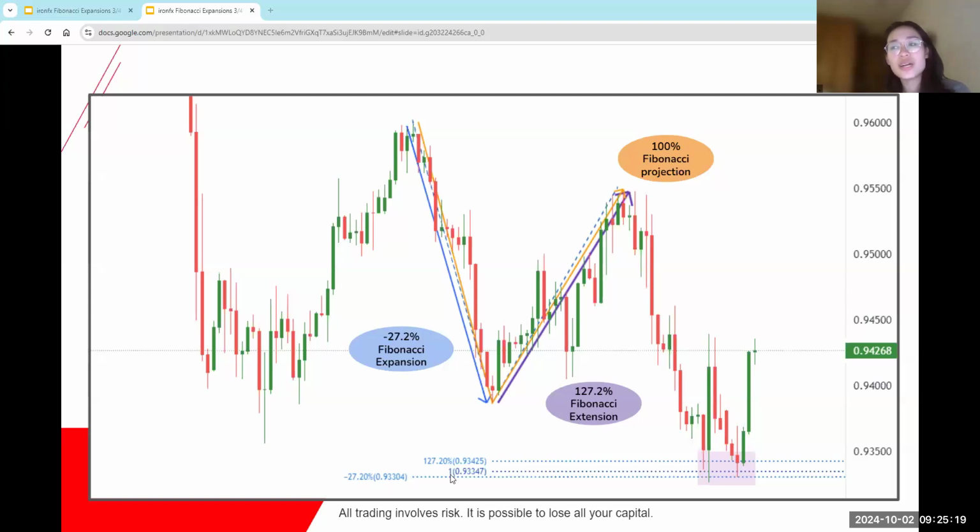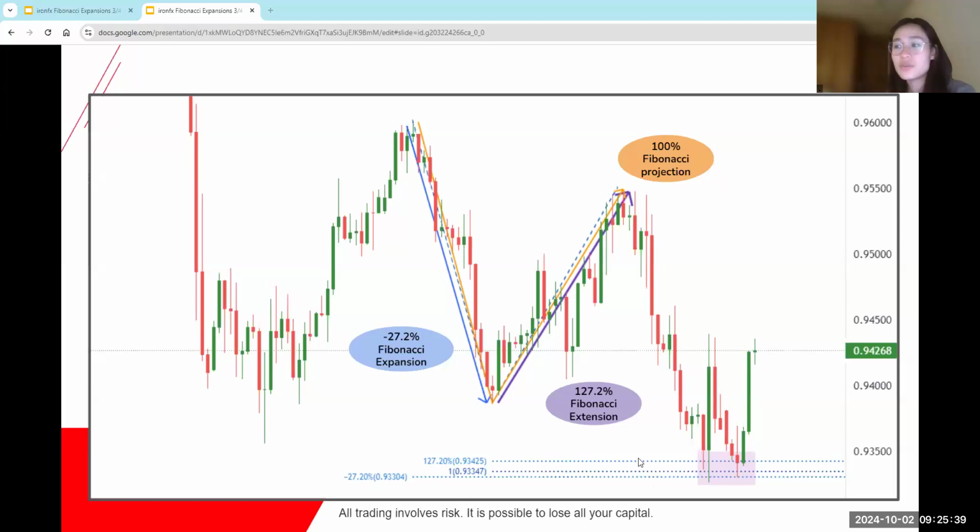So they don't have to line up exactly in line because, as I mentioned earlier, we are looking for confluence areas more so than specific levels. So when we are looking for confluence areas, as long as they are kind of close to each other, like what we have here, that's good enough.